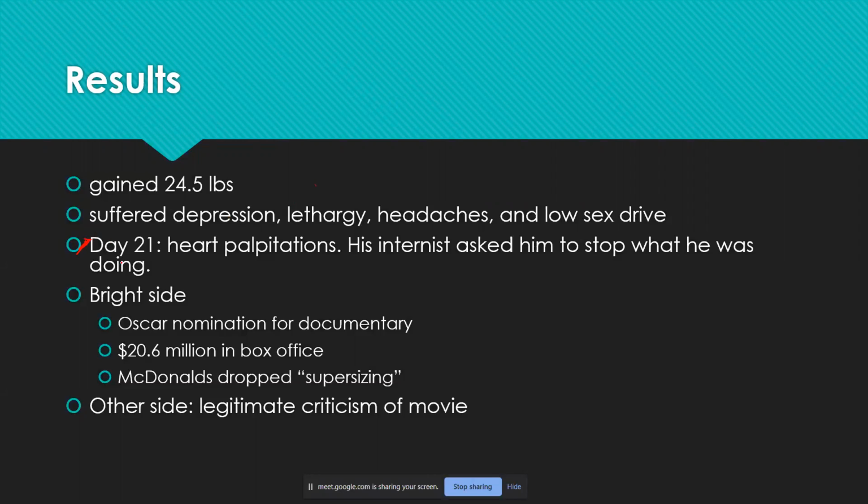Pero on a good end, yun nga, nominated sa Oscar, box office siya. And then, yun nga, due to health concerns, nawala na yung supersizing concept or marketing ni McDonald's. Okay?